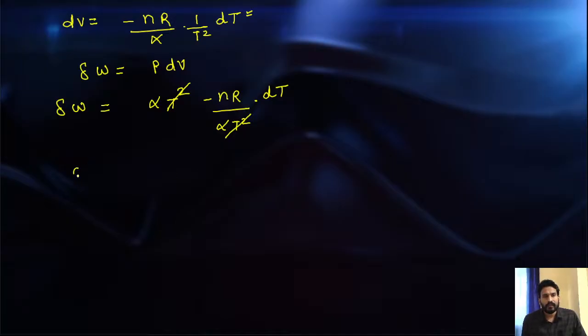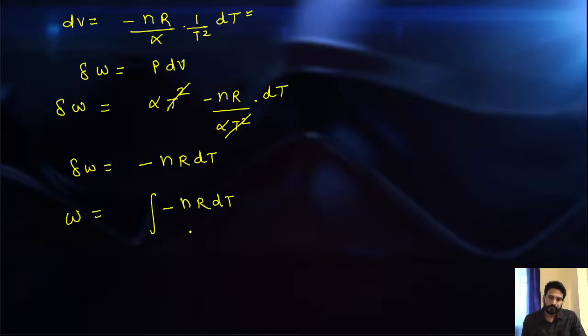So now dW is my minus nR dT, right? By integration I can write W is equal to integration of minus nR dT. What is the initial temperature? T0. What is the final temperature? 3T0, right? So from T0 to 3T0 we have to calculate the work done.